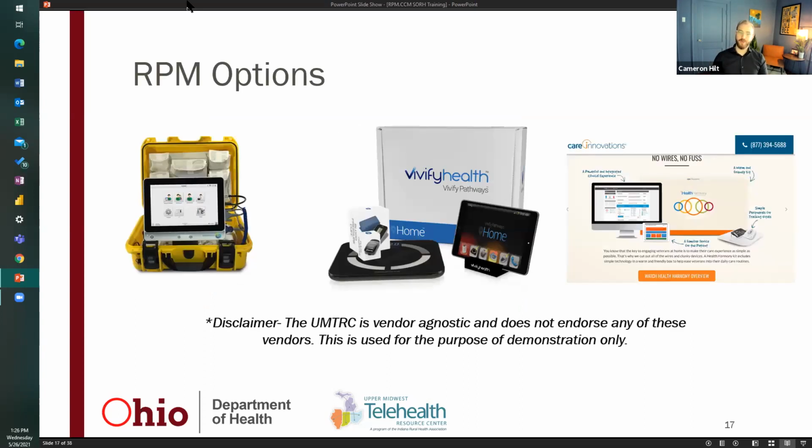Here's just a few examples of what some of those home kits will look like. As I said, these are just used for demonstration purposes. We're not openly endorsing any of these vendors. But as you can see, it typically comes with a tablet, as well as some of those peripheral devices.